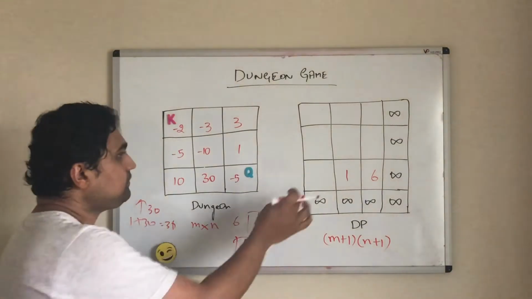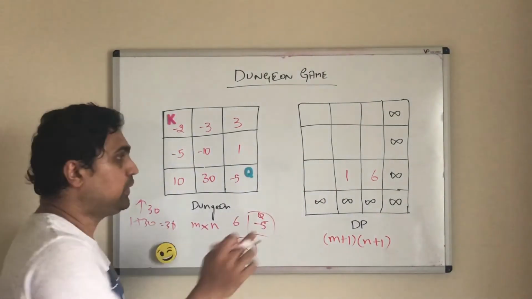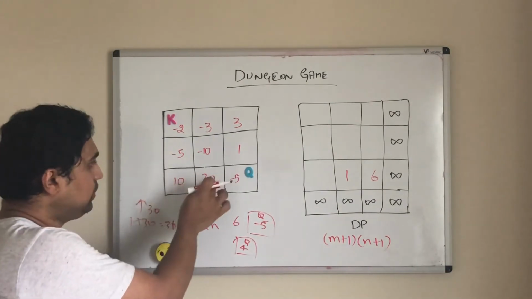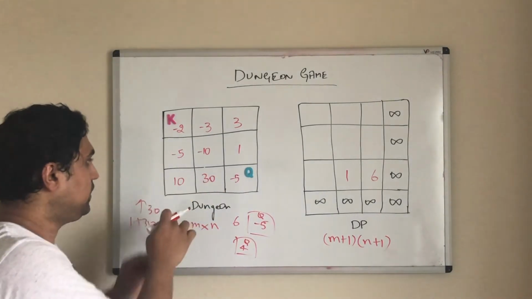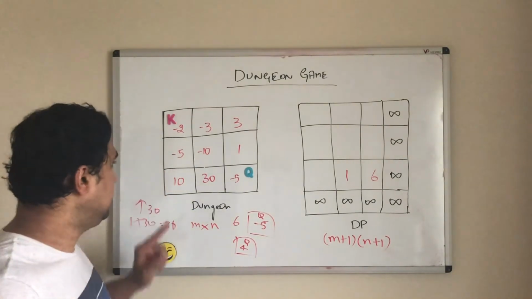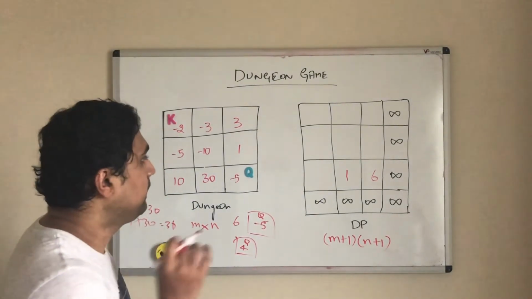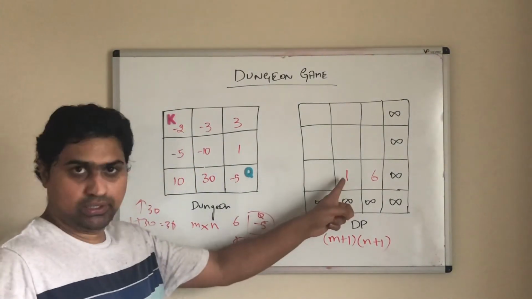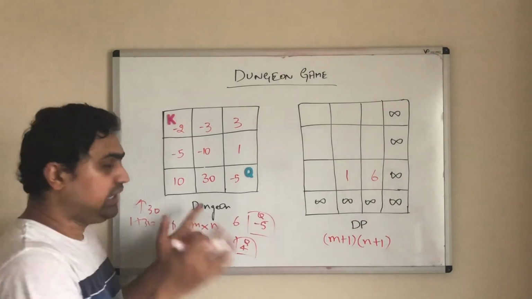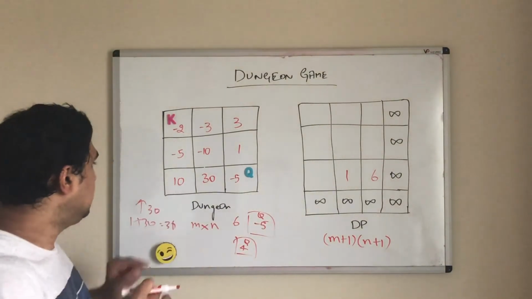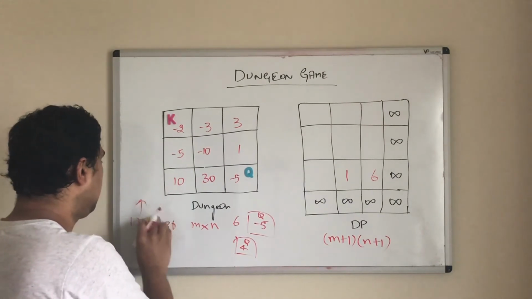Okay, let's compute the minimum health required by the knight here. Okay, the knight can either go to the right or to the bottom from this cell. Now the minimum health the knight requires in order to enter this cell is what we have to calculate. Okay, so in order to enter this cell, the minimum health the knight requires is 1, and if the knight is somehow able to enter this cell from the top, then his health is increased by 10, isn't it?